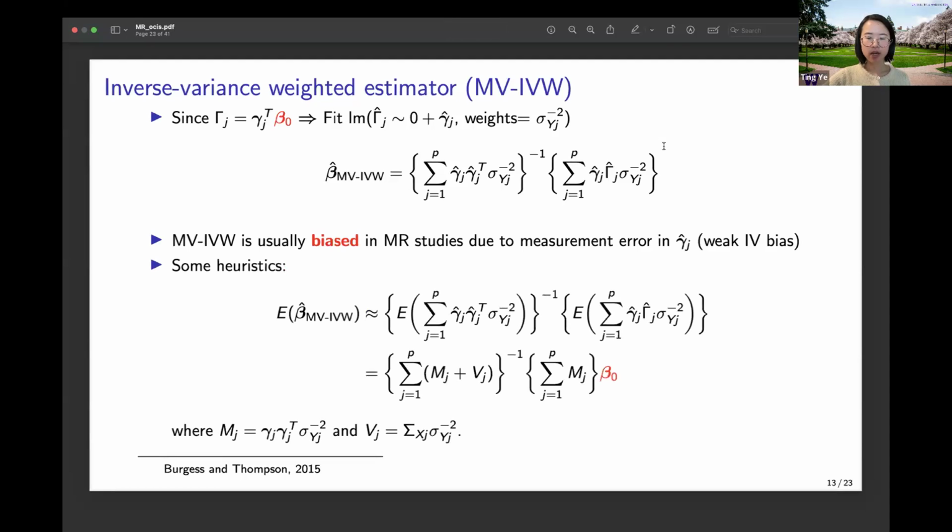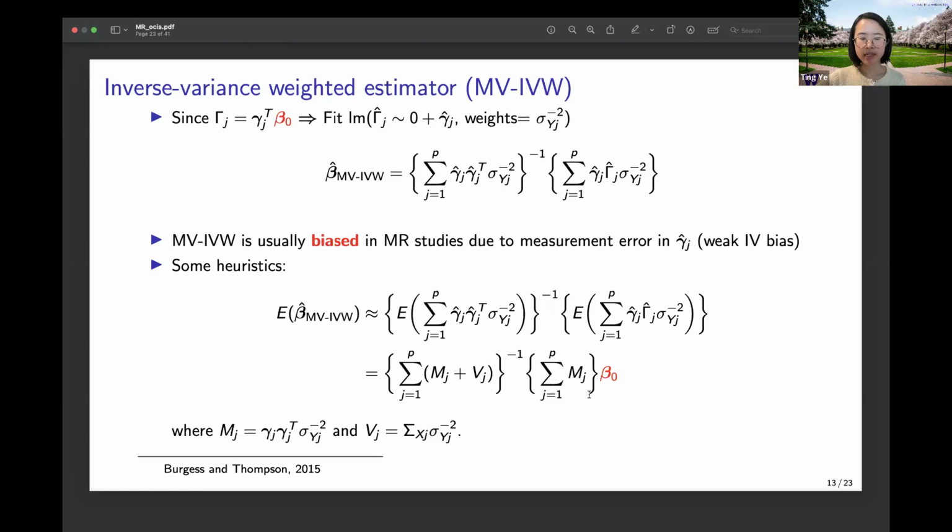And some heuristics of why there is weak IV bias. We can do this approximation. Essentially, the expectation of the IVW is approximately this expectation inverse times this other expectation. It's not exact, but it gives good heuristics of what's going on. If we calculate the expectation, we realize this is a second moment, so it has a signal part and the variance part, whereas the numerator only involves this summation of MJ matrix.